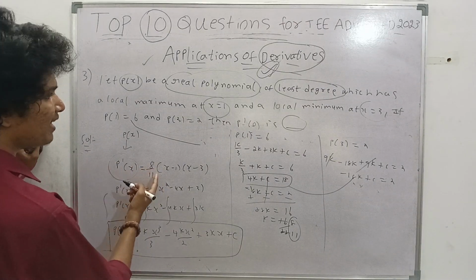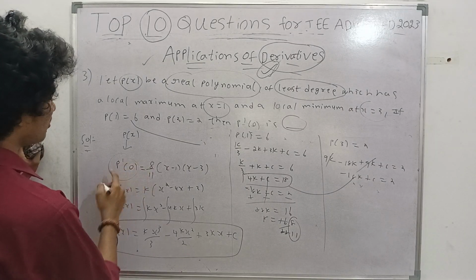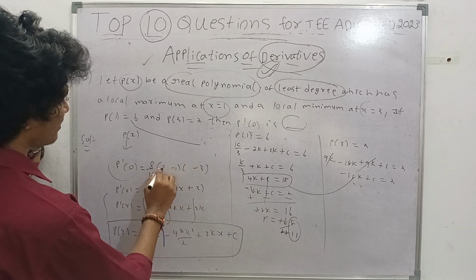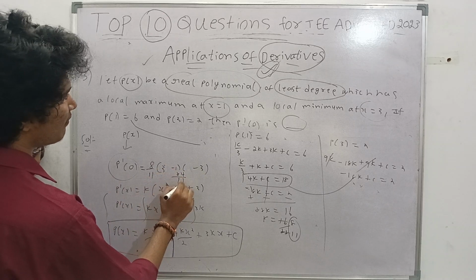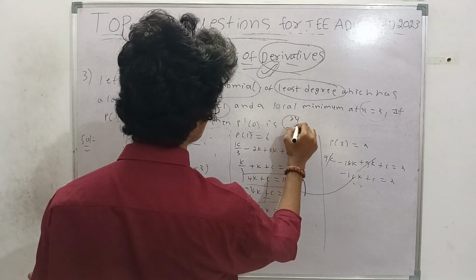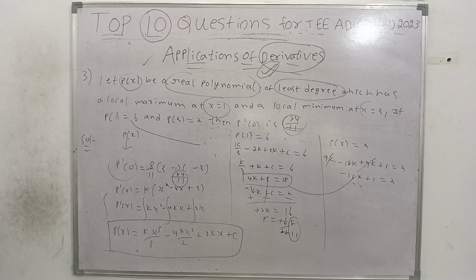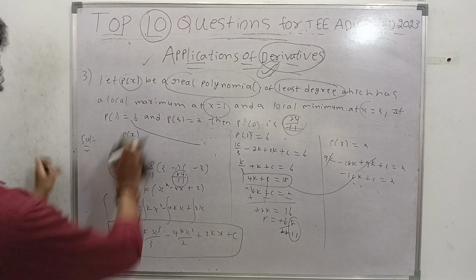Now what they are asking is P dash 0. This is P dash x. P dash 0 is k times minus 1 into minus 3, it is 3k. It is 24 divided by 11. So this is P dash 0. I will check the answer. Yes, it is correct.